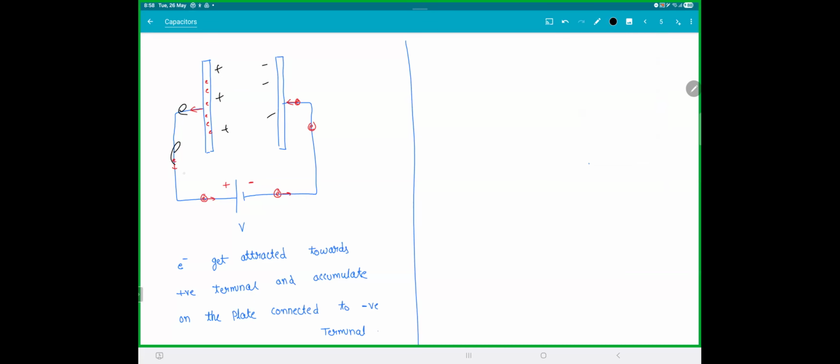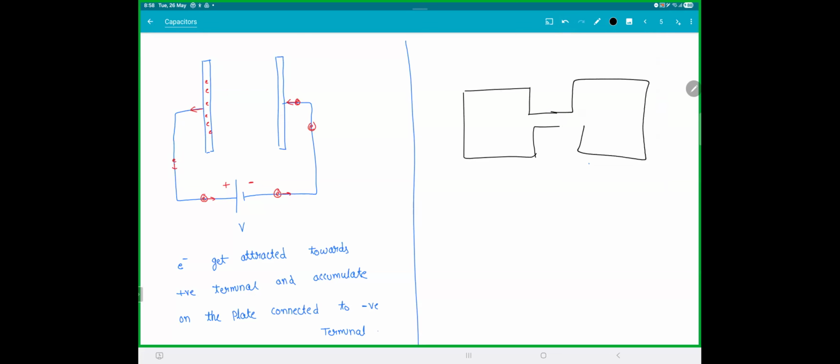As more and more electrons go, at some point, all these electrons on the right plate will repel these electrons so strongly that the battery will not be able to push the electrons any more. You guys remember this story which I told in Gauss law? Imagine there is a room. Imagine there is one more room. Initially, there are 50 people here and 50 people here. I'm standing at the corridor and I'm catching people and throwing them into the other room. Remember this analogy?